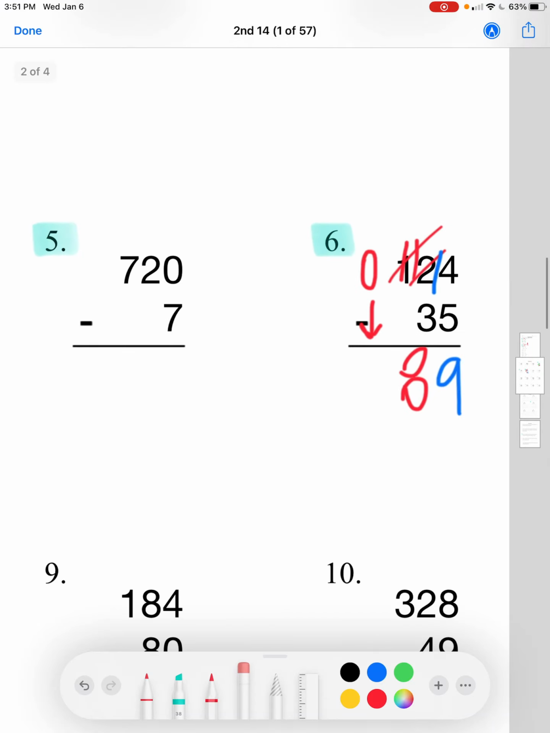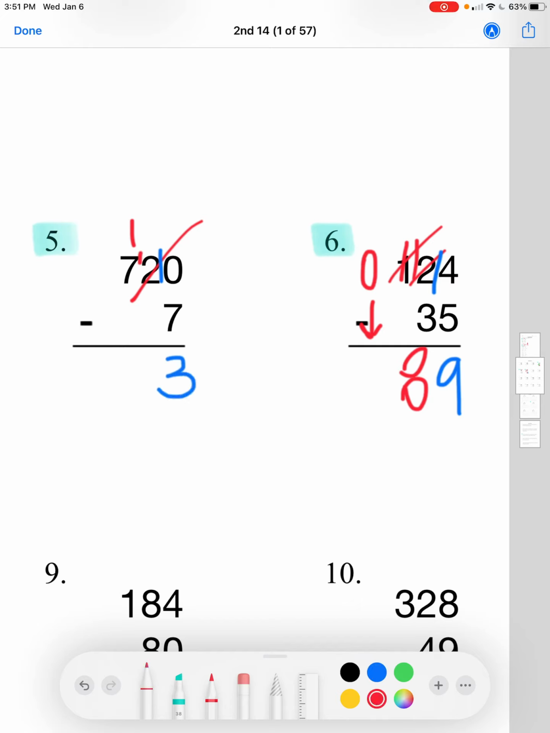Let's do number 5. Now we have 720 minus 7. Same thing, we're going to be starting with our ones place right here, 0 minus 7. But again, we can't do this, so we're going to have to regroup again. So this 2 becomes a 1, and then this 0 becomes a 10. 10 minus 7 equals 3.